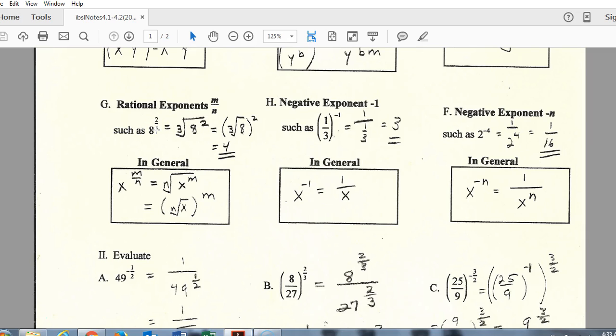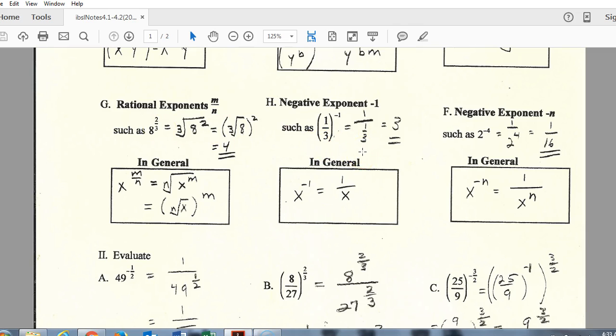The easiest way, though, is to do the root first. So I would say the cube root of 8 is 2, and then 2 squared is 4. But you could do it either direction and you'd still get the same answer. 8 squared is 64, and the cube root of 64 is still 4.